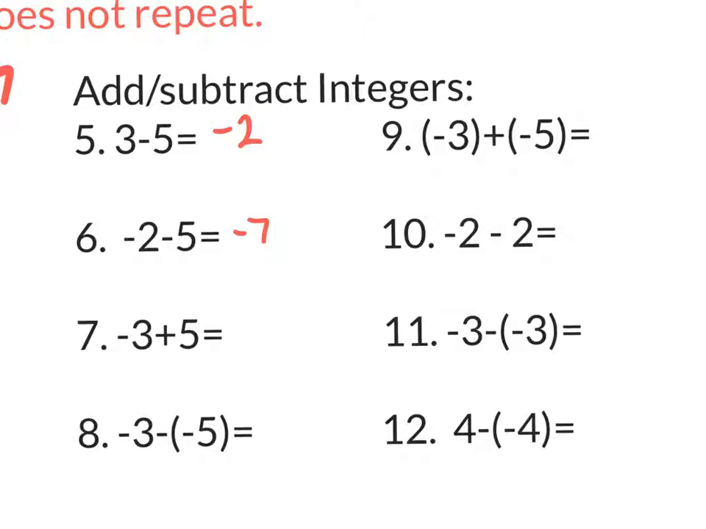Number 7. What does this mean in terms of money? You have $3 or you owe? You owe 3. What does this mean? You have. So if you owe somebody 3 and you have 5, you can pay them off. How much will you have left over? $2. You'll have $2 left over. So that's why your answer is positive 2.